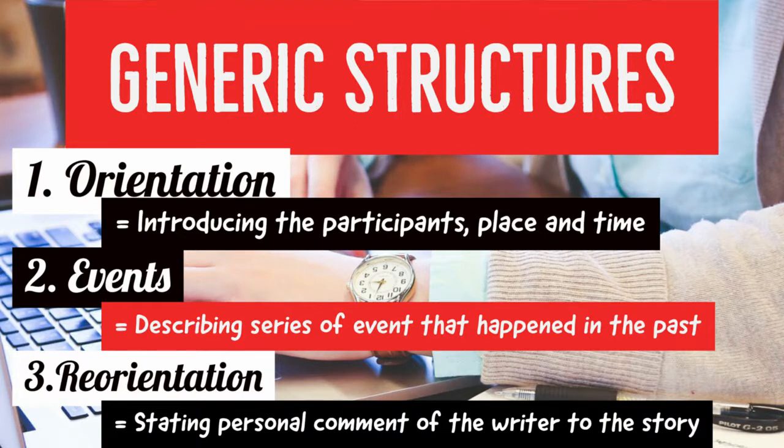And the second is events. It is describing a series of events that happened in the past. Usually, there is more than one event that the participant did in his or her activity. And the last is reorientation. It is optional. The writer can mention it or not. And it contains the personal comment of the writer about joining the event.